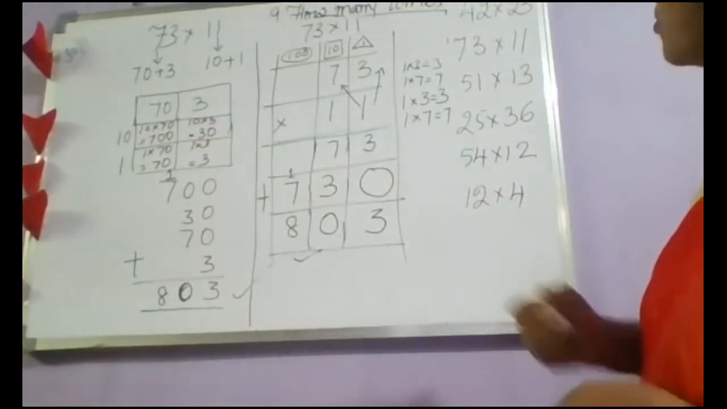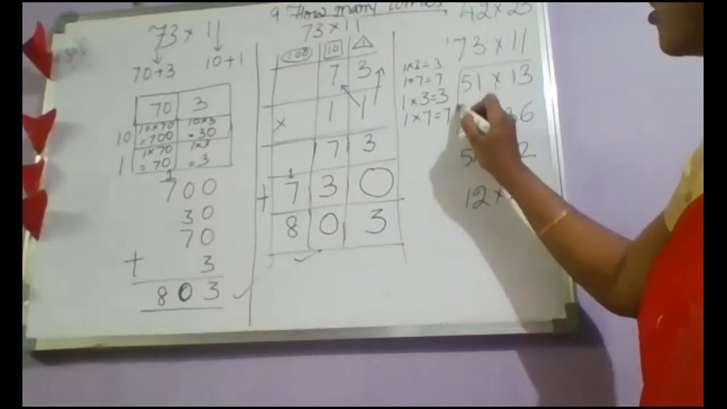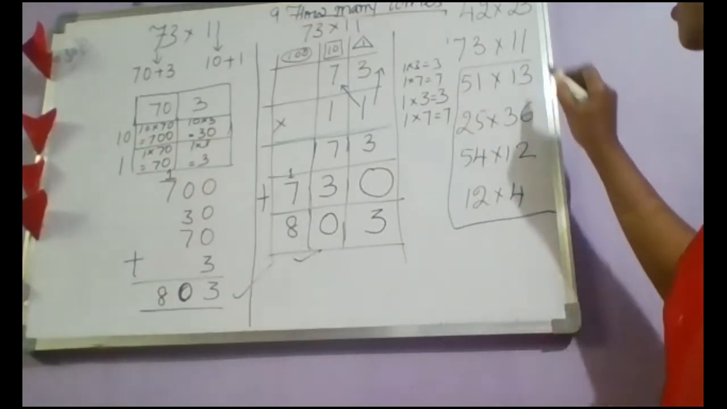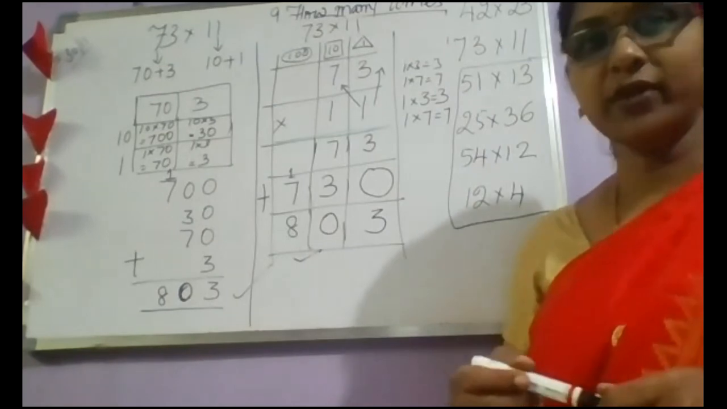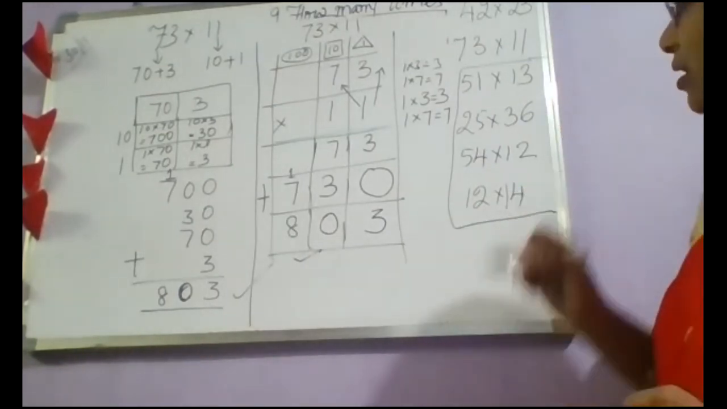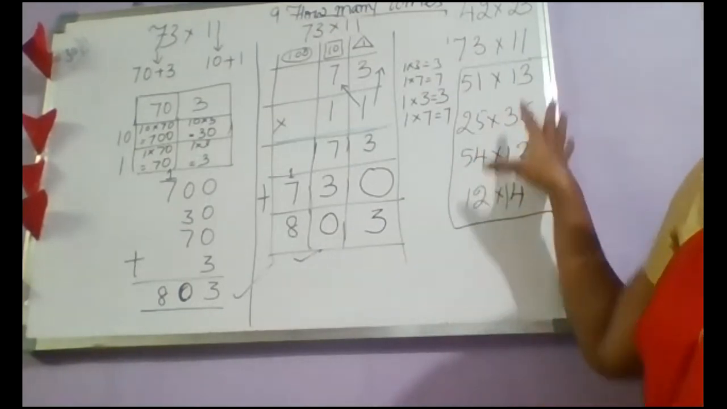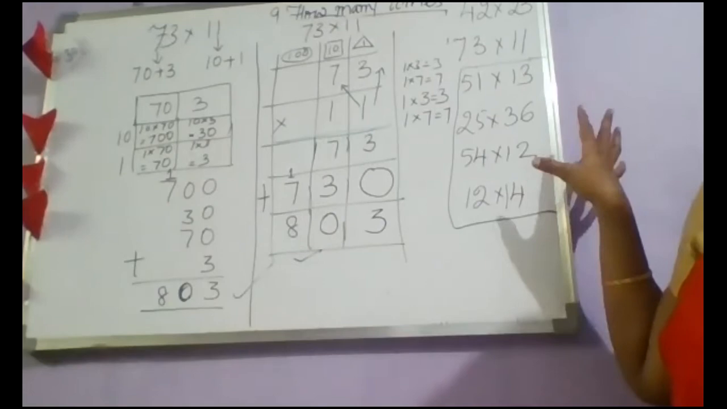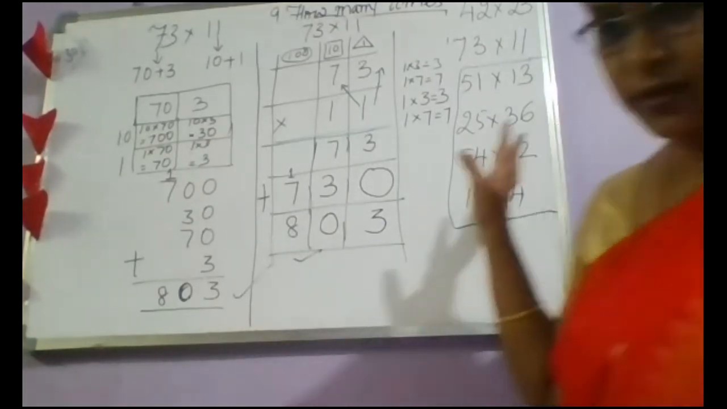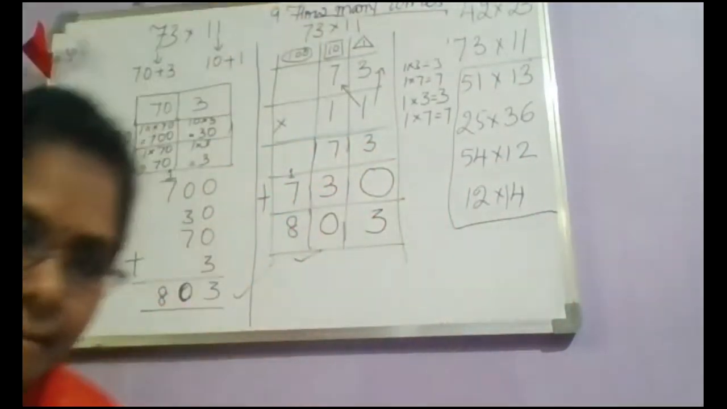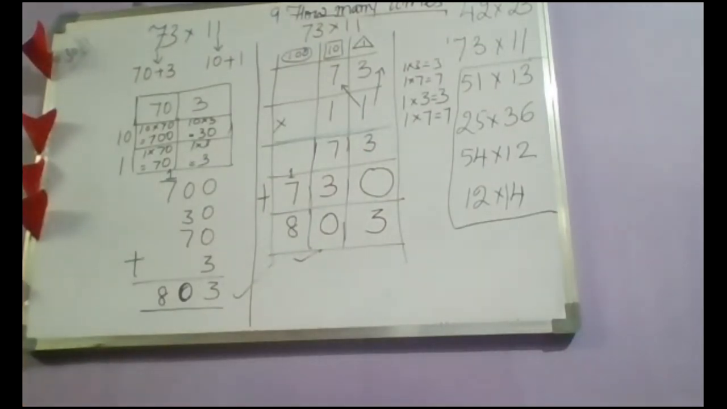Now the remaining problems here: 51 into 13, 25 into 36, 54 into 12, and 12 into 14. These are homework for you. All of you should do these in your home notebook. Do both the methods for each problem, as I have done: the expansion method and also the column method.